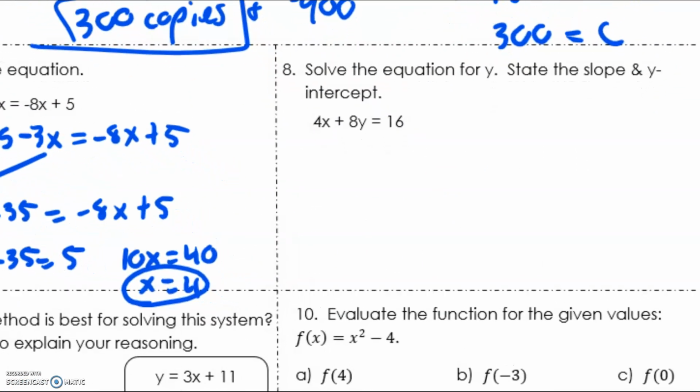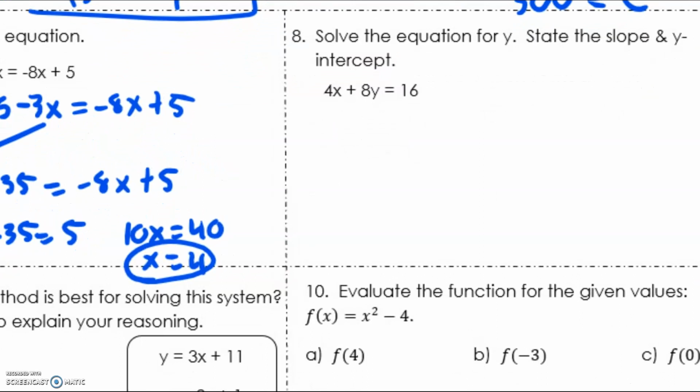Number 8, solve the equation for y and then state the slope and y-intercept. So I want to get y by itself. We've kind of been practicing this when we rearrange things, but it also is important that we know what's the slope and what's the y-intercept if it's in slope-intercept form. I want the y by itself, so I'm going to start by taking the 4x and moving it across. Remember, when you move something across, you're just doing the opposite of that number, so I would be subtracting it, right? So moving it across is going to turn it to a negative 4x. You still have your plus 16.